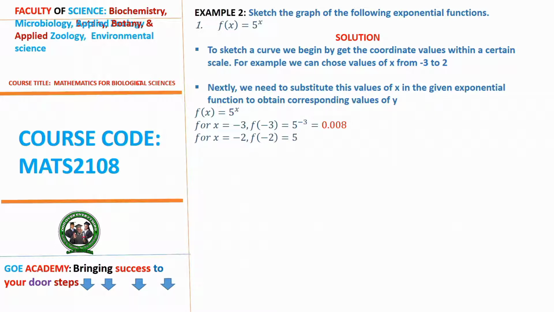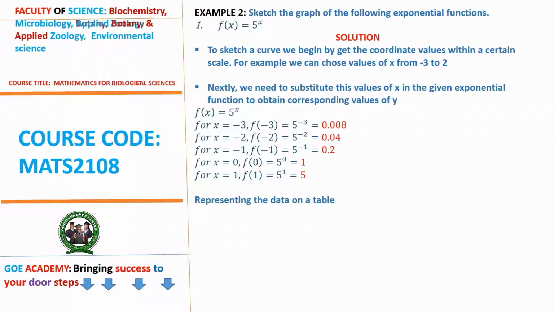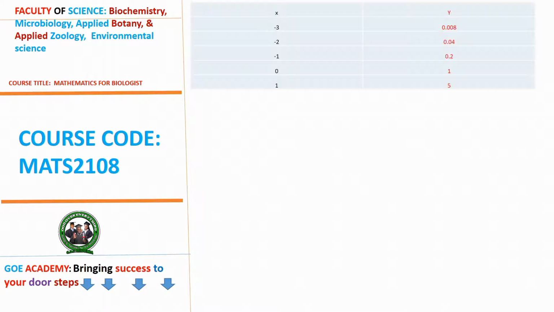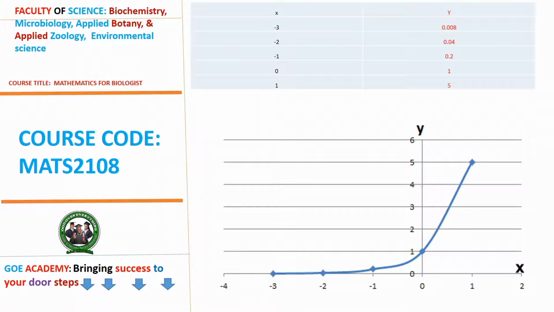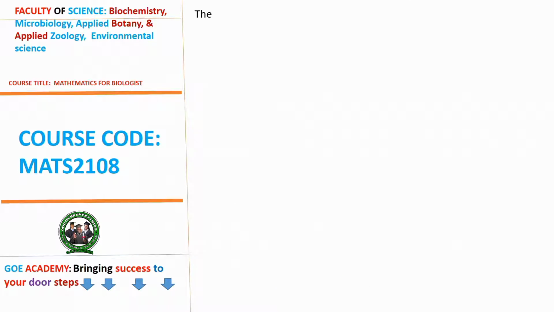Same thing when we have -2. Same thing when we have -1. You just punch it into your calculator. Now we have 5 raised to the power 0 when x is 0. Anything raised to the power 0 is always equal to 1. 100,000 raised to the power 0, we have 1. When x is 1, we have that. So we can represent this on a table to ease our plotting. So it is simple. That's the table, this is the graph. You just need to do the same thing as we did in the previous exercise and you end up with something like this.